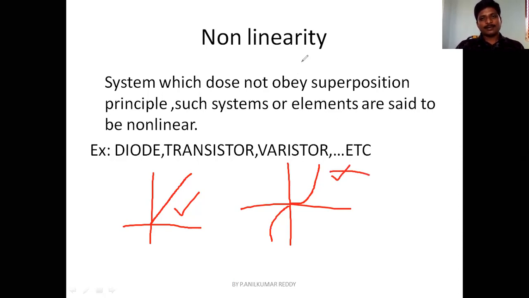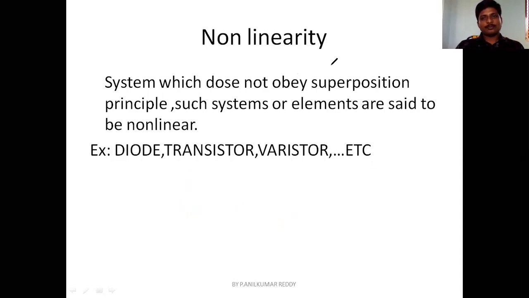So if the VI characteristic of an element is a straight line passing through the origin, then that system is a linear system. And if it is other than a straight line passing through the origin, then it is not a linear system. You can call it a non-linear system. Basically, if a system obeys the linearity property, or you can say in another way, if a system obeys Ohm's law, then it is called a linear element. If it does not obey the linearity property or Ohm's law, it is known as a non-linear system.